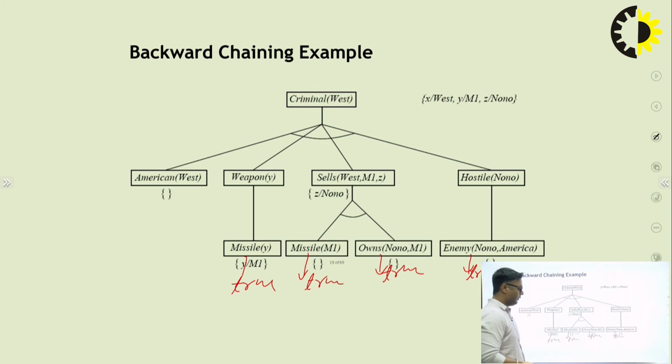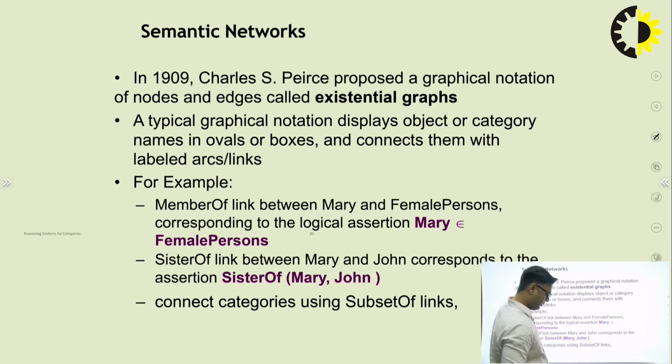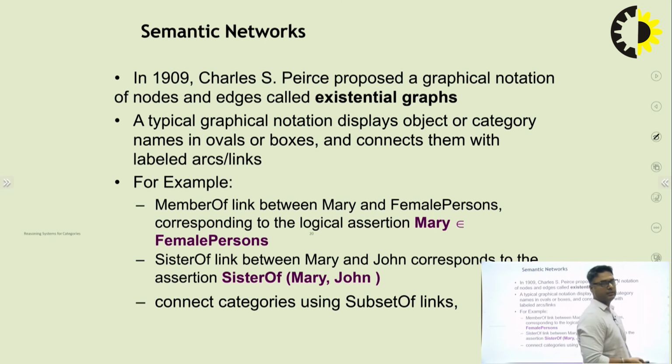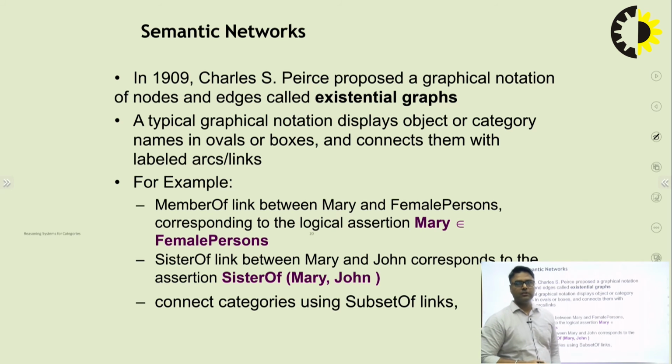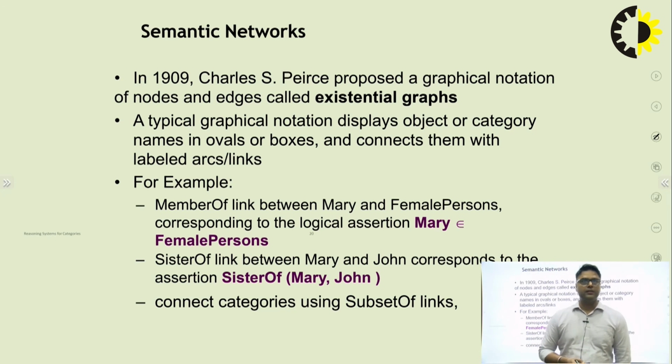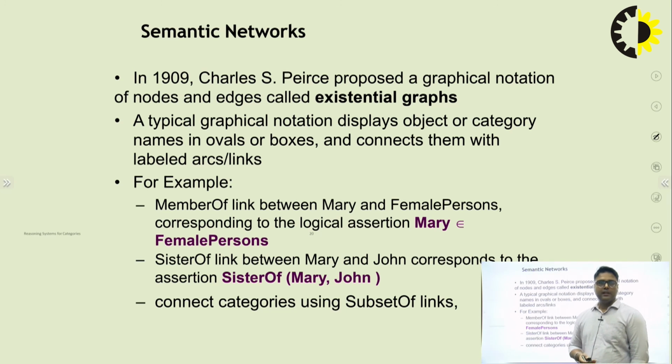Some other information added in the slide is related to semantic networks. What is a semantic network? It is related to link statements. In 1909, Charles S. Peirce proposed a graphical notation of nodes and edges called existential graphs. A typical graphical notation displays object or category names in ovals or boxes, connected with labeled arcs or links.